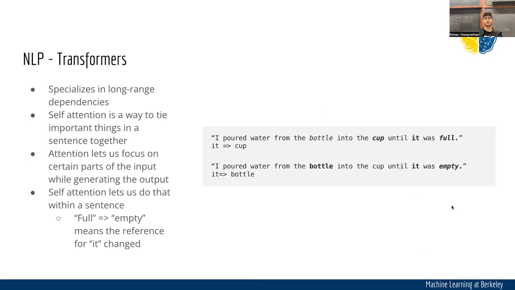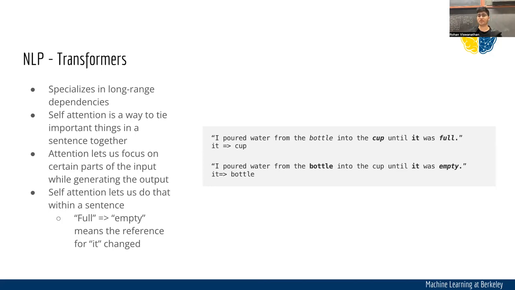So going into the context of transformers for NLP tasks, we talked about this extensively when we were talking about attention. Last class, I believe, was vision transformers. But for NLP, transformers specialize in long-range dependencies. We talked about self-attention, a way to tie important things in a sentence together by performing attention within a sentence, specifically focusing on the priors that we have based on prior words that we encountered in a sentence. Attention lets us focus on certain parts of the input, and self-attention, like we talked about, lets us do this within a sentence. So, for example, full versus empty: just changing one word means that the reference for it changed.